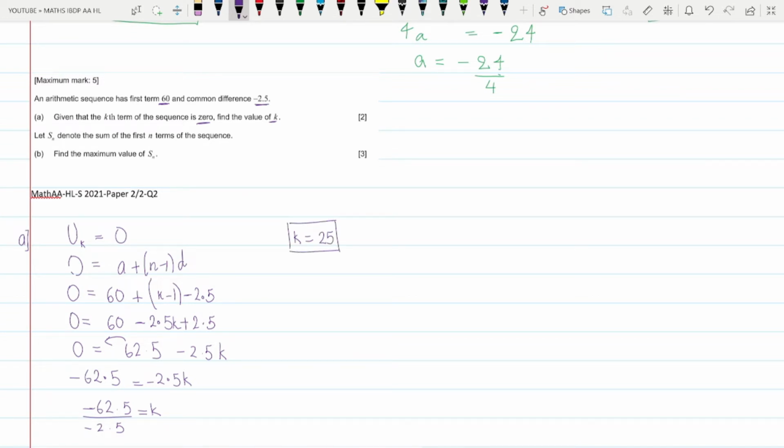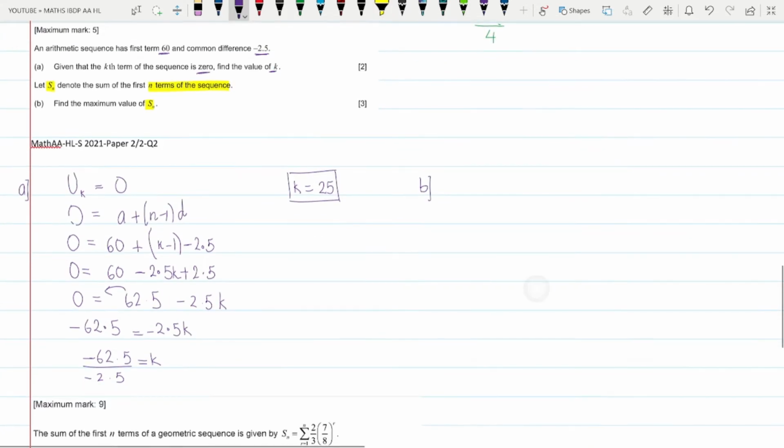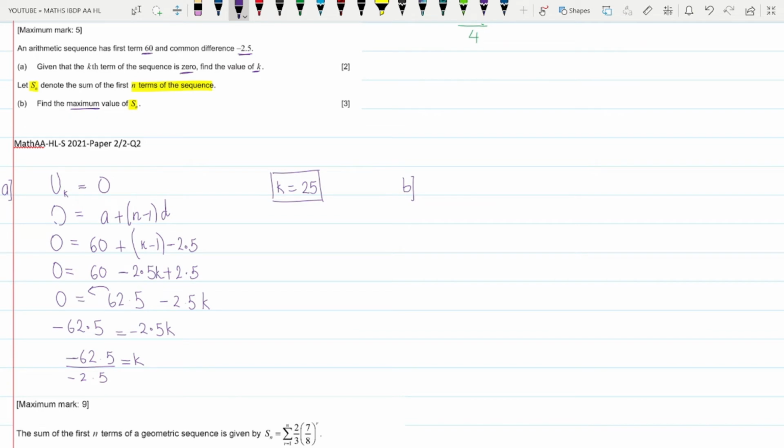Now let Sn denote the sum of the first n terms of the sequence. Find the maximum value of Sn. If they are asking the maximum value of Sn, then we need to find S25, because after S25 comes S26, which would add a negative term, minus 2.5, and therefore decrease the value.